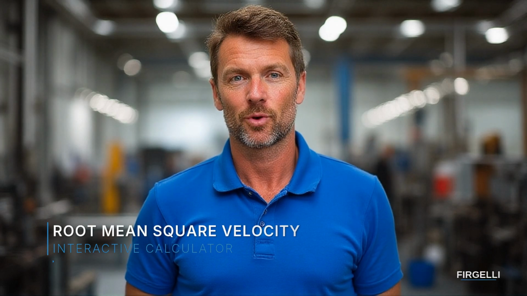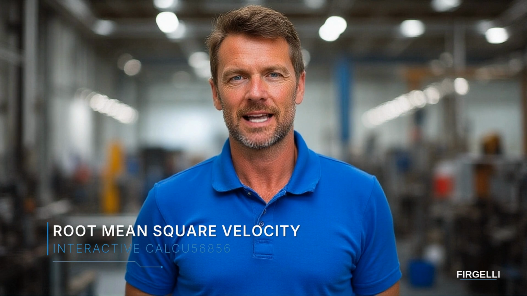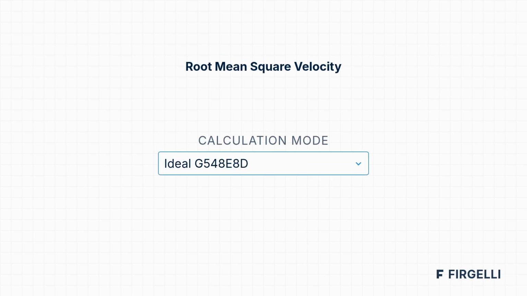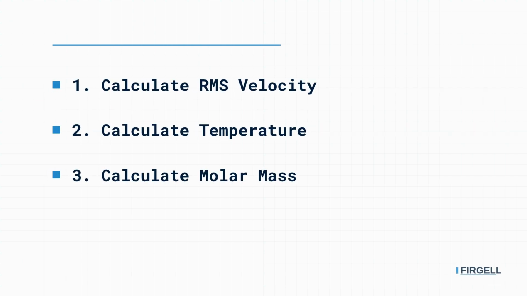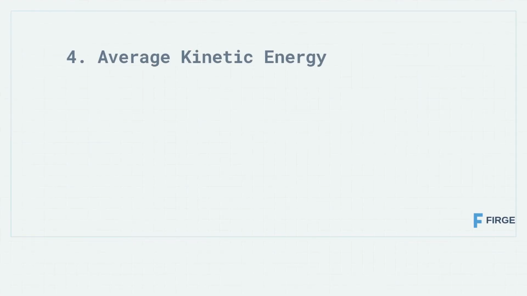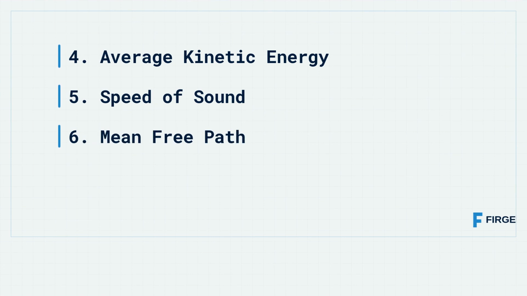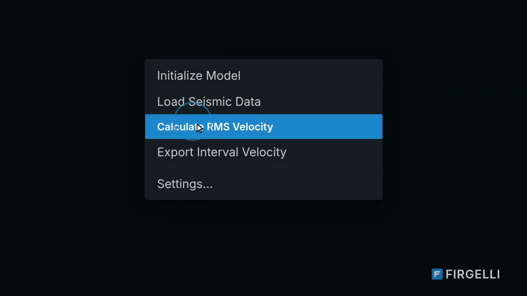This is the root mean square velocity interactive calculator, which determines molecular velocities and kinetic properties of gases at different conditions. Let's explore the inputs. First, select your calculation mode from the drop-down menu. You can calculate RMS velocity, calculate temperature, calculate molar mass, calculate average kinetic energy, calculate speed of sound for ideal gas, or calculate mean free path. For this demonstration, I'm using Calculate RMS Velocity.